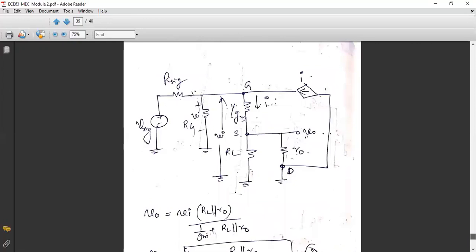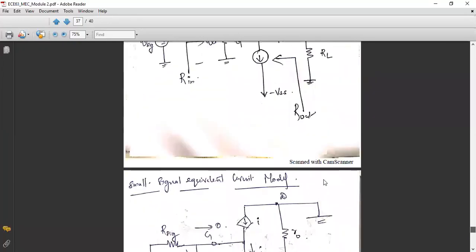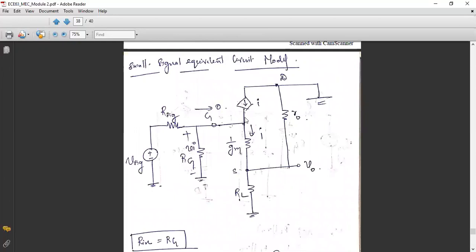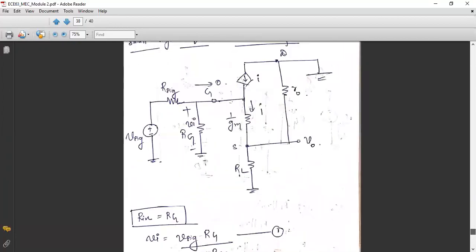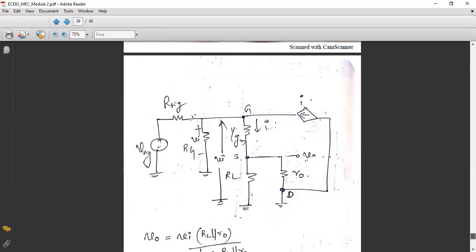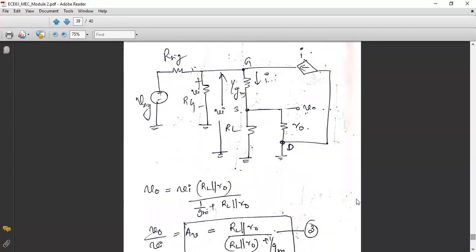See what I have done here. I have tilted this, or I took this to the bottom side and redrawn it. Same thing. For simplification, I have done it for better analysis. Now, based upon this, I'm going to find V0. So this Vi will come across Rg, and it will be coming to this point.